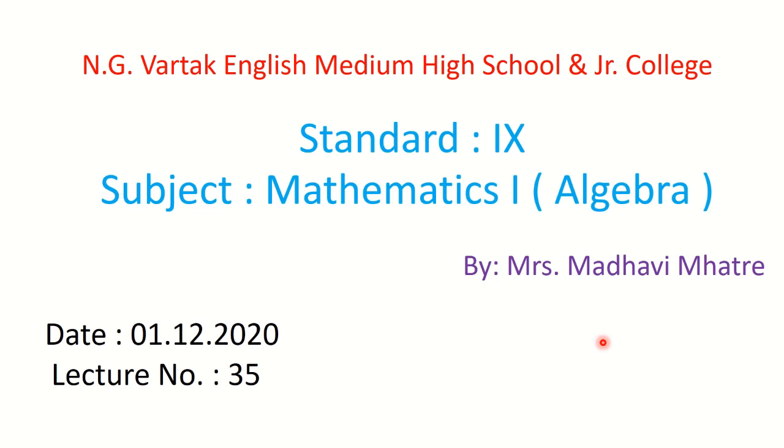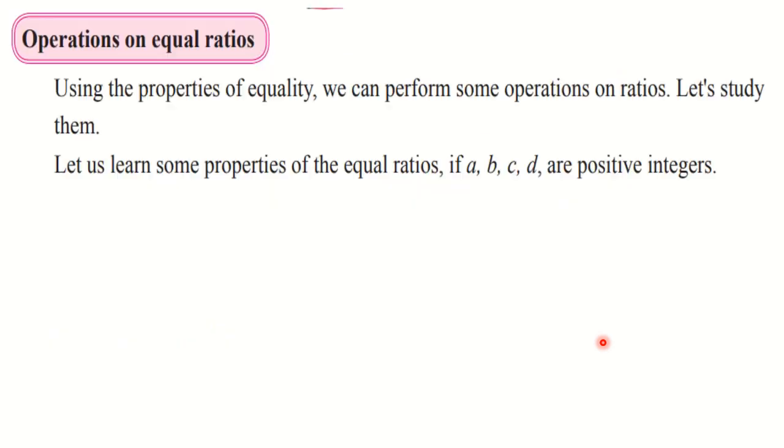We have started with chapter number 4, Ratio and Proportion, and in that we have completed up to practice set 4.2. In the previous lecture we have seen the properties of equal ratios or operations on equal ratios. Now we are going to understand the solved examples based on that, and also we will start with practice set 4.3. Before that, let us revise those 5 properties which we have studied in the previous lecture.